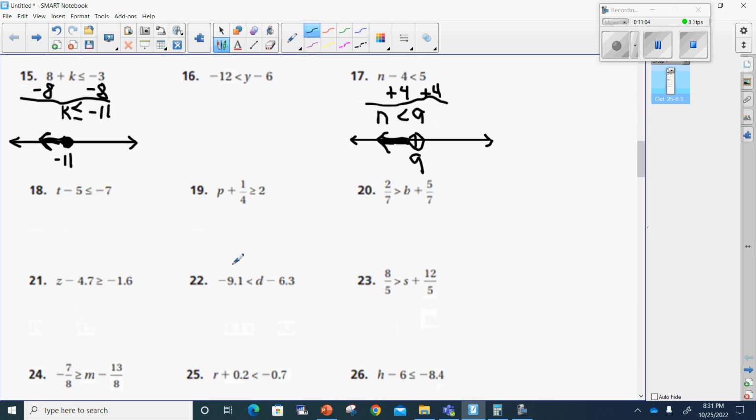All right, let's go to number 19. This time we got p plus 1 over 4 is greater than or equal to 2. Again, I'm going to subtract 1 over 4 to get p by itself, which means I'm going to subtract 1 over 4 over here. Now, p is alone, and 1/4 minus 1/4 is 0. My inequality symbol comes down, greater than or equal to.